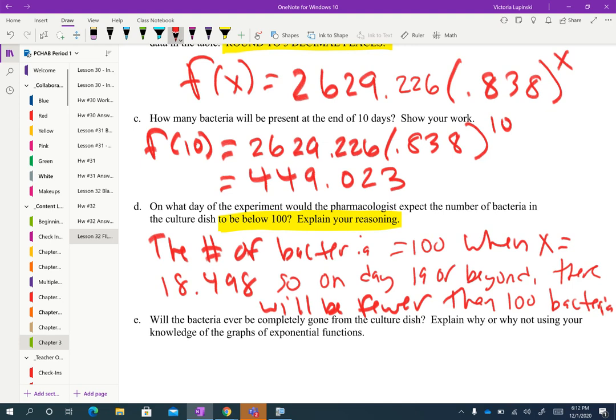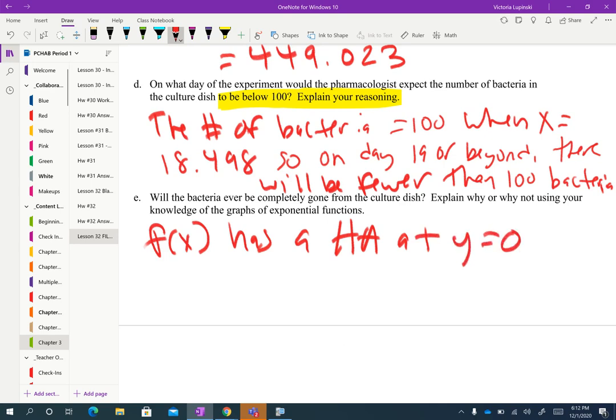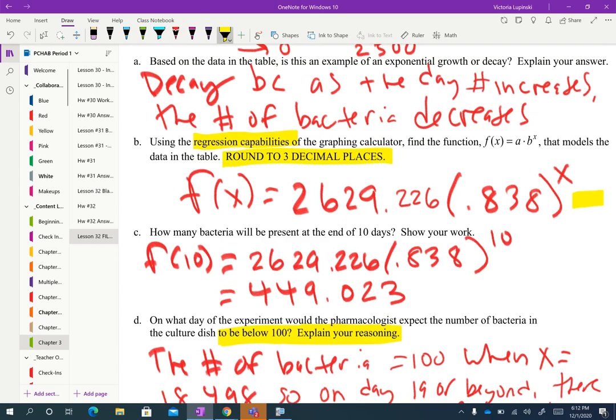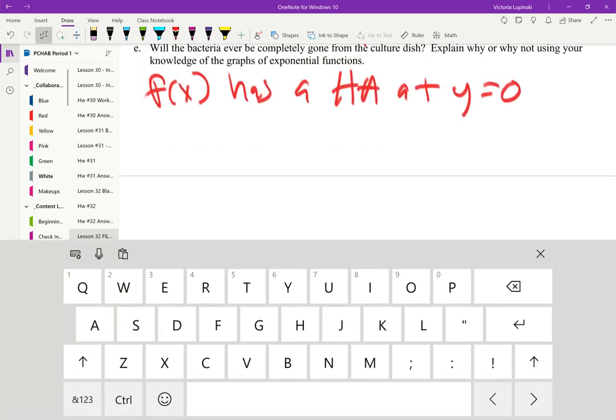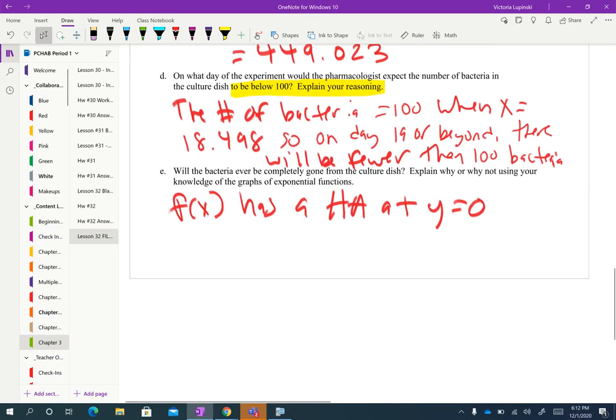Okay, and finally, last but not least, will the bacteria ever be completely gone? Explain why or why not using your knowledge of graphs of exponential functions. So here's the thing. F of x has a horizontal asymptote at y equals 0. Remember, if you go back to your equation, because of the fact that there's nothing in back, no plus or minus, that's how I know that the horizontal asymptote is at 0. So f of x has a horizontal asymptote at y equals 0.